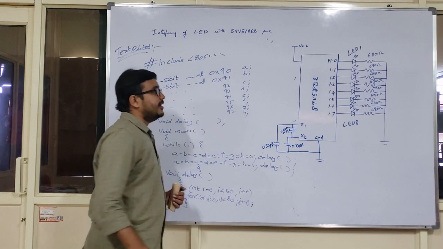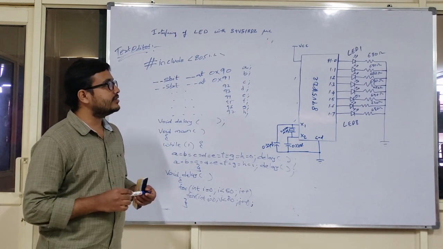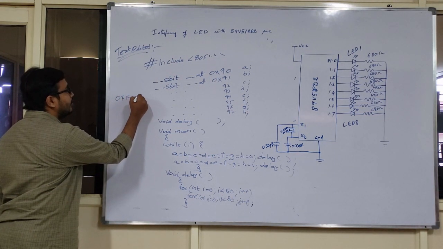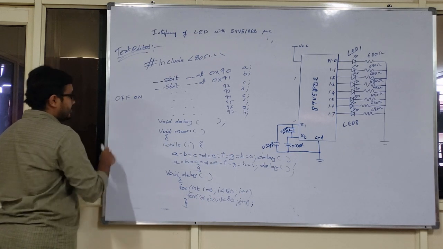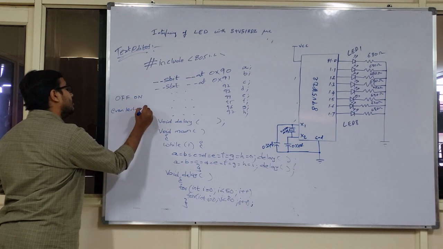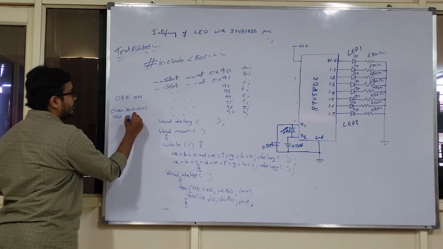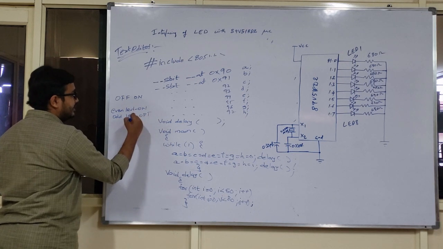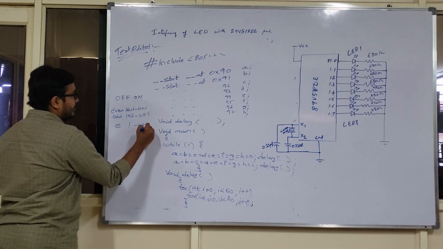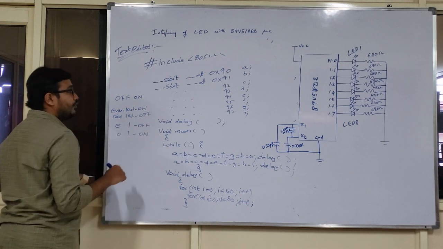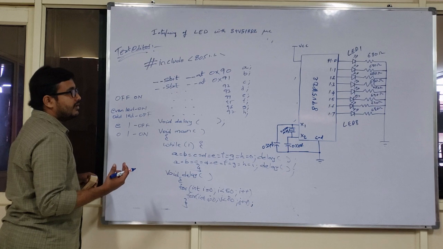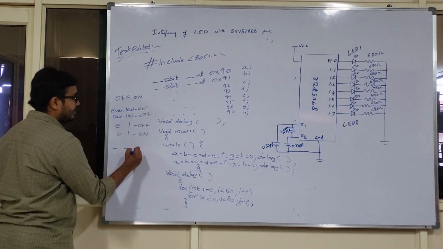For the assignment work, you can make all your LEDs off and on for a certain amount of time, and you can make all your even LEDs on and odd LEDs off. In the next iteration, you can make all your even LEDs off and odd LEDs in the on state. You can develop the program such that I am having 8 LEDs here.